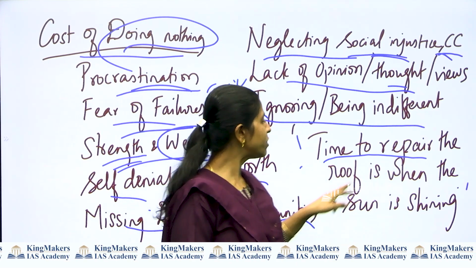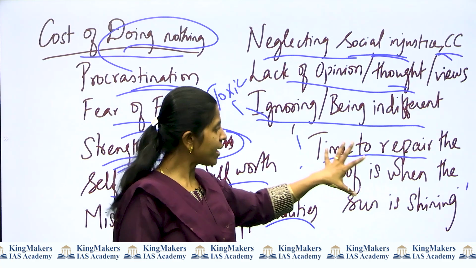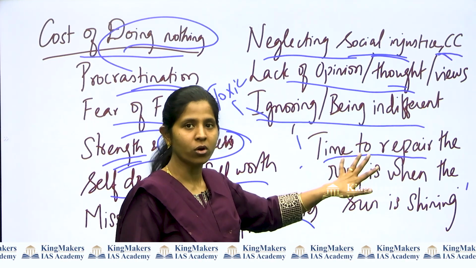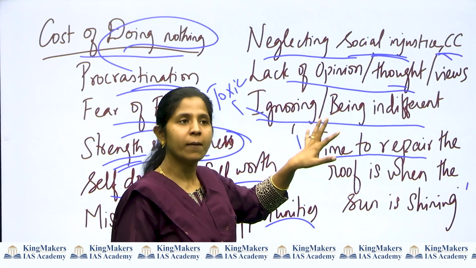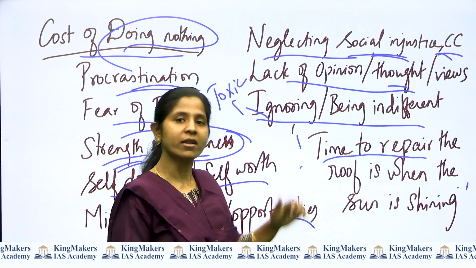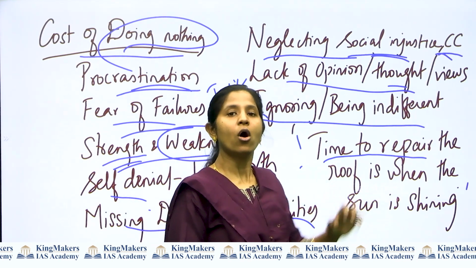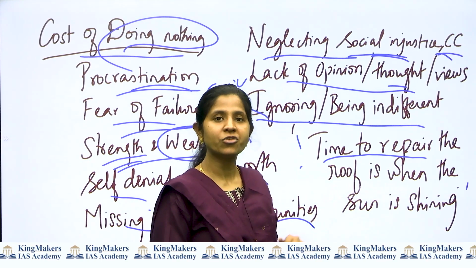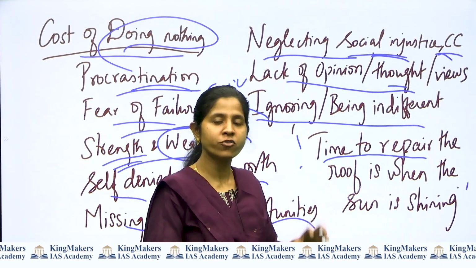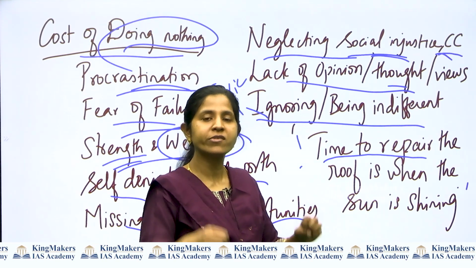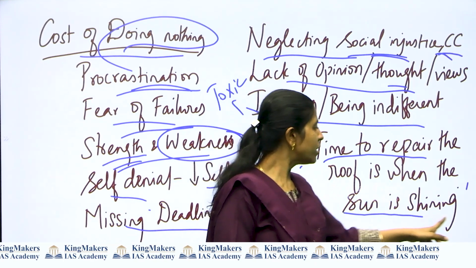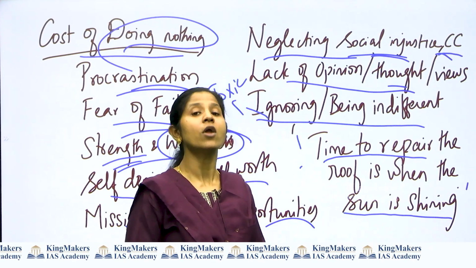Time to repair the roof is when the sun is shining. This is about how you have to use the opportunity when it is knocking at your door. You have to take the advantages that are there, like the demographic dividend or renewable energy, because solar energy prices are now reducing. So you have to invest more in solar energy, and you can reduce climate change. So time to repair the roof is when the sun is shining. It is not about the sun, that is solar energy; it is about opportunities.